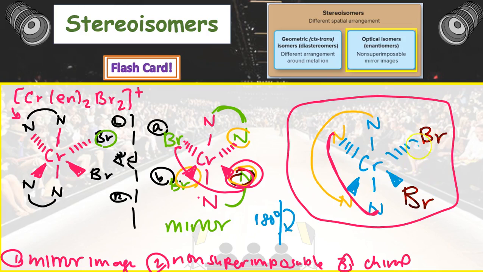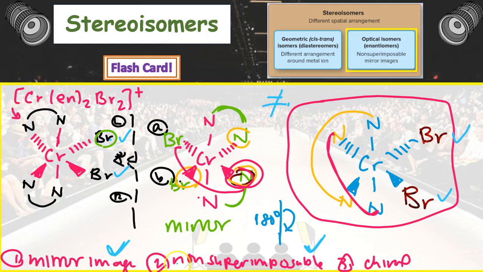So as you can see here, the bromines are the same for both of them. But the connection here, this nitrogen is connected now to the nitrogen in the front. So this yellow connection to the nitrogens has changed, and this pink connection to those nitrogens has changed as well. Because of that, this structure is not superimposable on this structure, so they are definitely optically active.